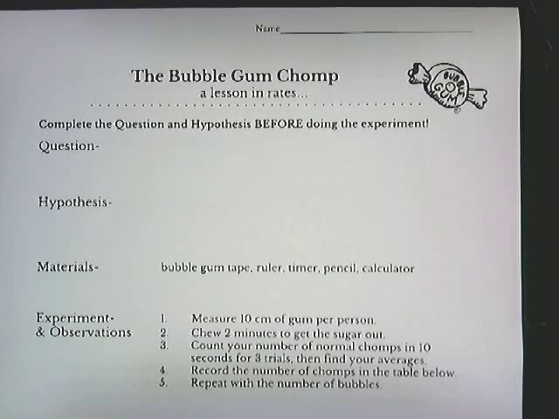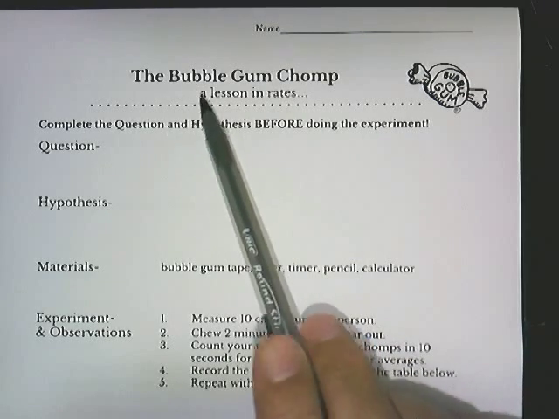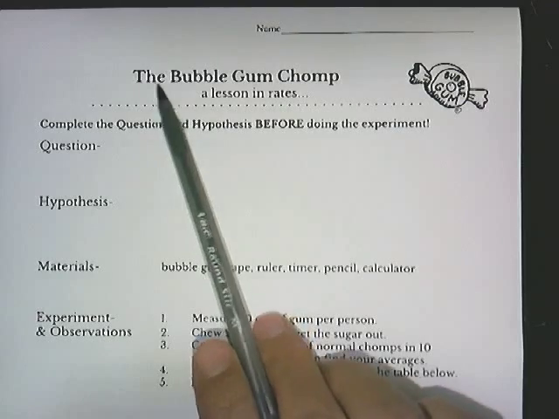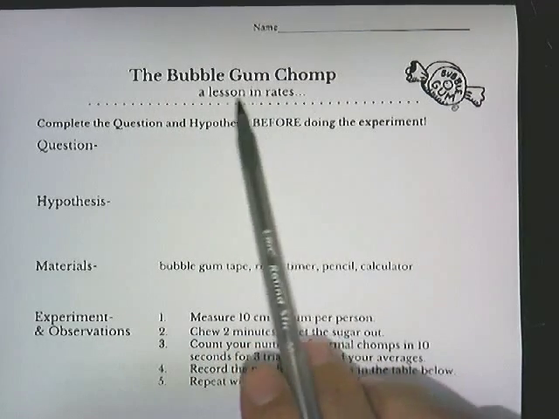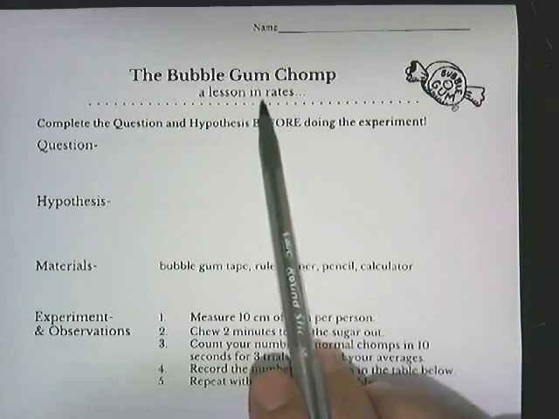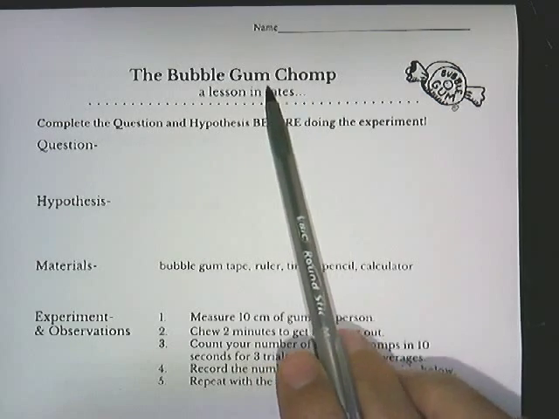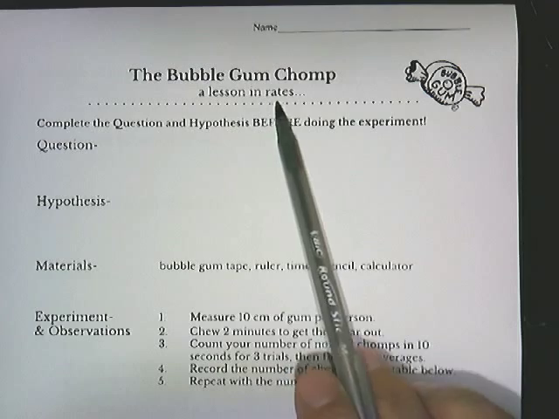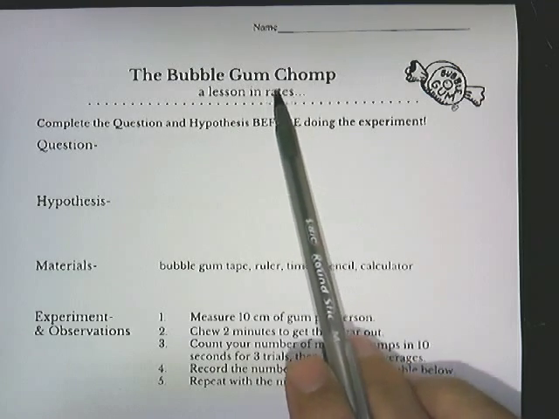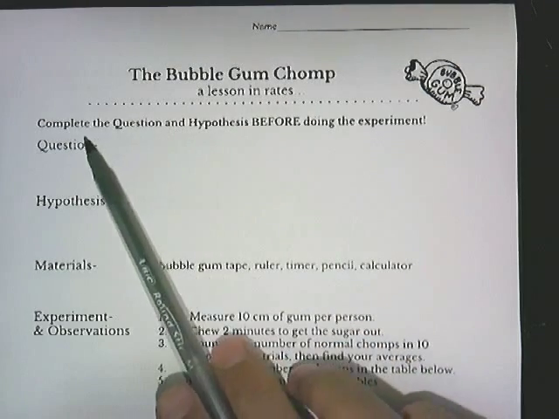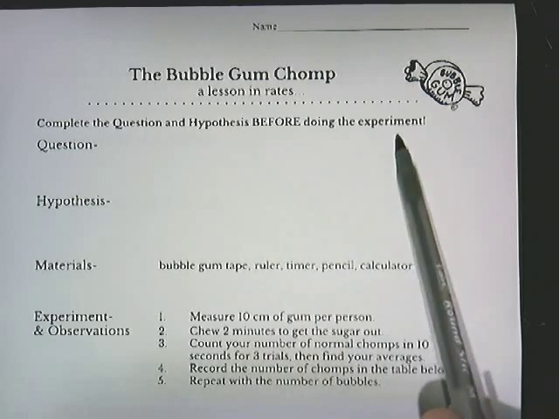This screencast lecture is going to talk you through our first lab that we do in class on the first day of school. This is called the bubblegum chomp, and it's going to be a lesson in rates. We're going to be studying the rate at which something moves. It could be essentially the time it takes to do something. So complete the question or hypothesis before doing the experiment.